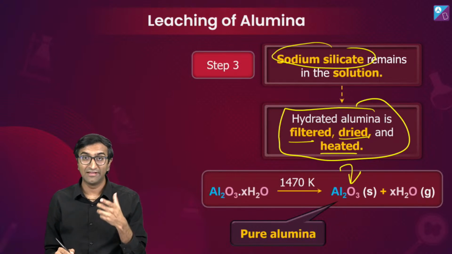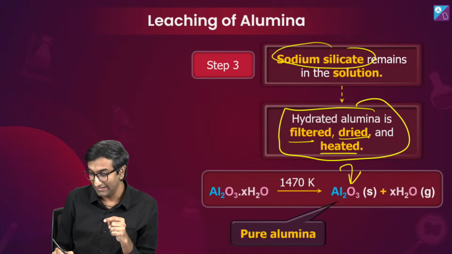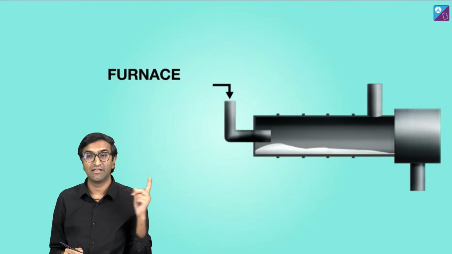And now what I have is hydrated Al2O3. Then I go and filter it and dry it and heat it in the furnace, right? Furnace मतलब गर्मी. देखिए यहाँ पे यही हो रहा है.